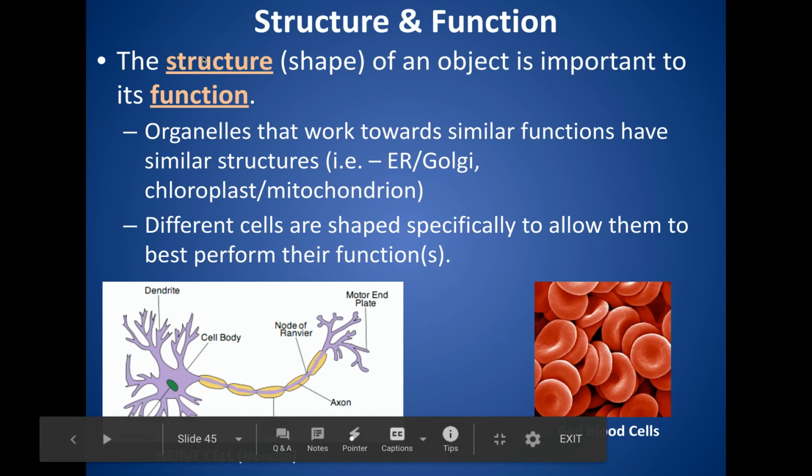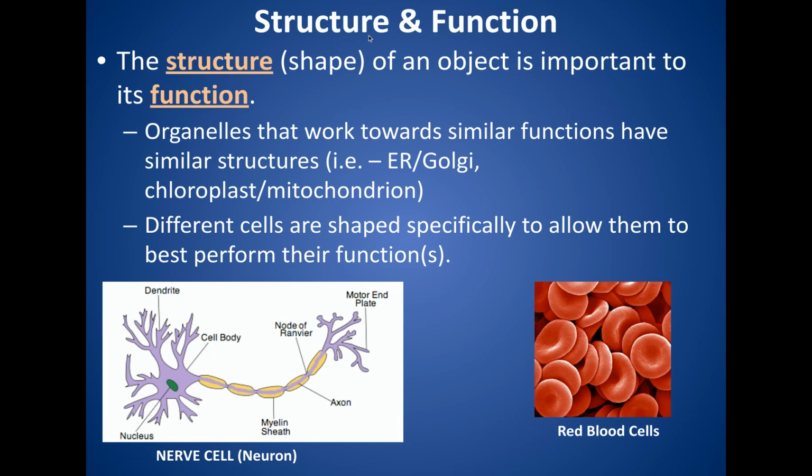And then finally, I just wanted to mention something about structure and function. The structure is how something is shaped, and the function is what it does, what job it performs. And so it's a common theme through biology that the structure or the shape of an object is really important to its function. Think about the shape of a flower and the color of a flower, and how that color and shape specifically attract certain pollinators to help with reproduction.